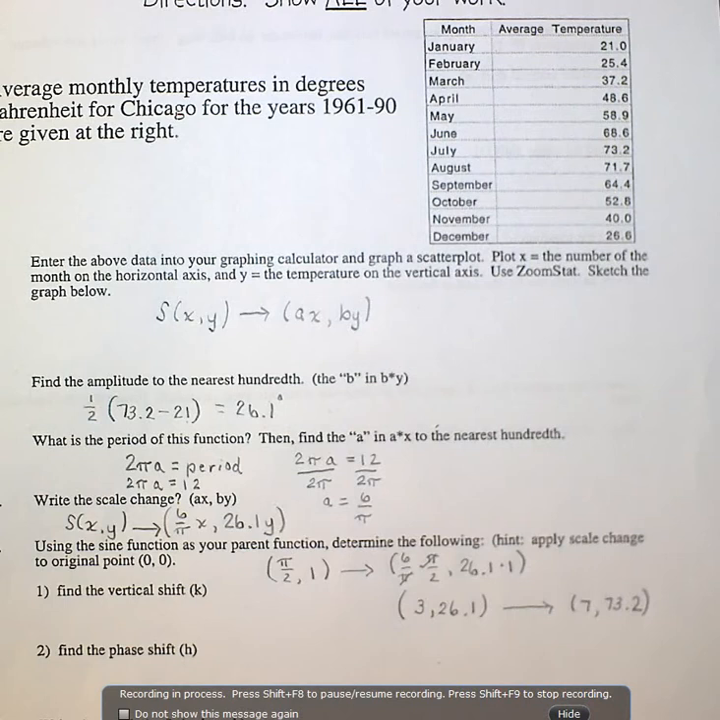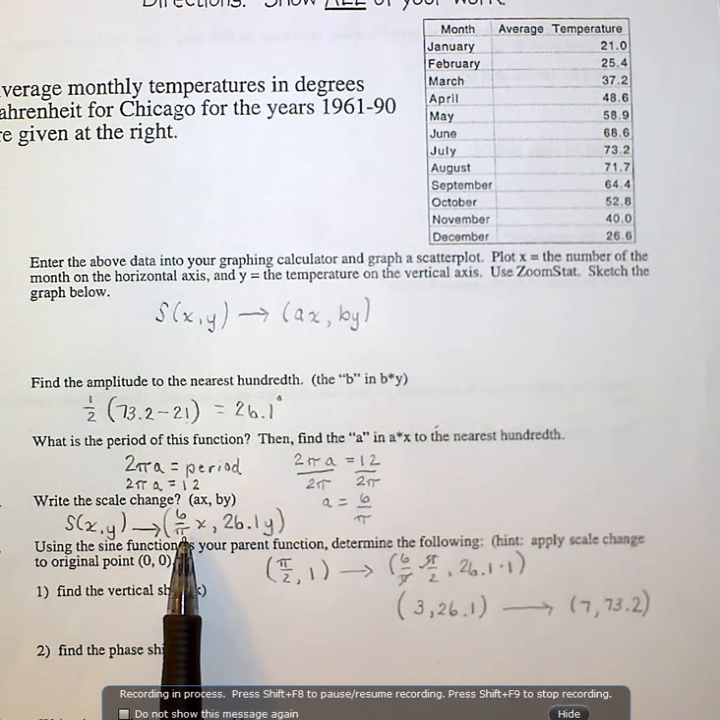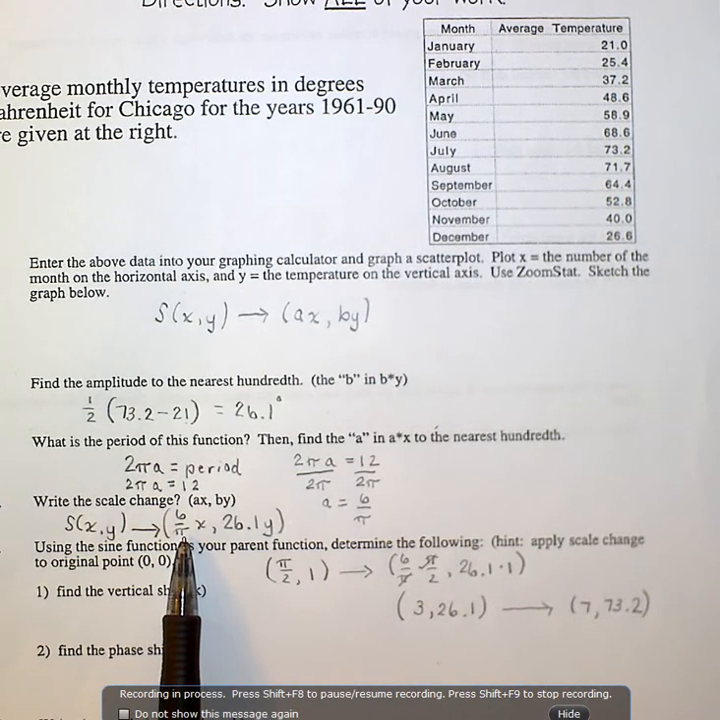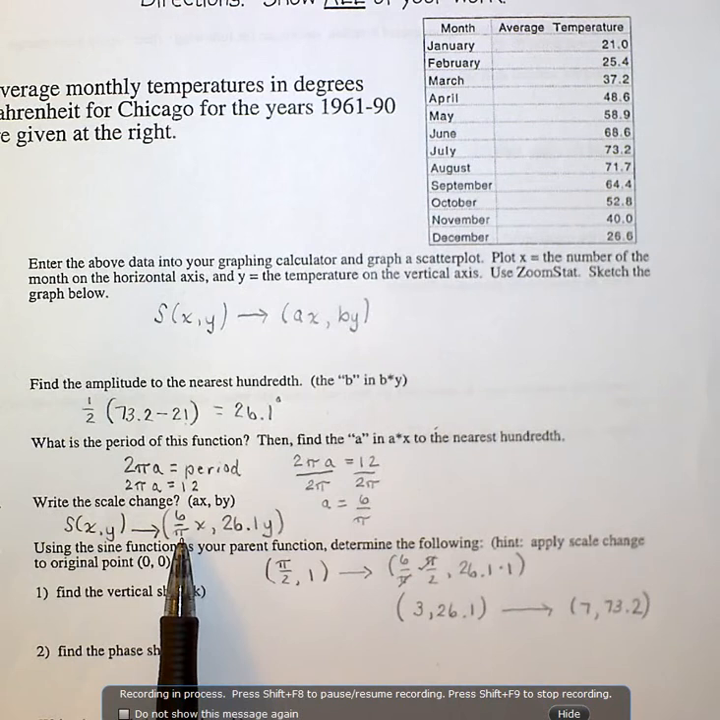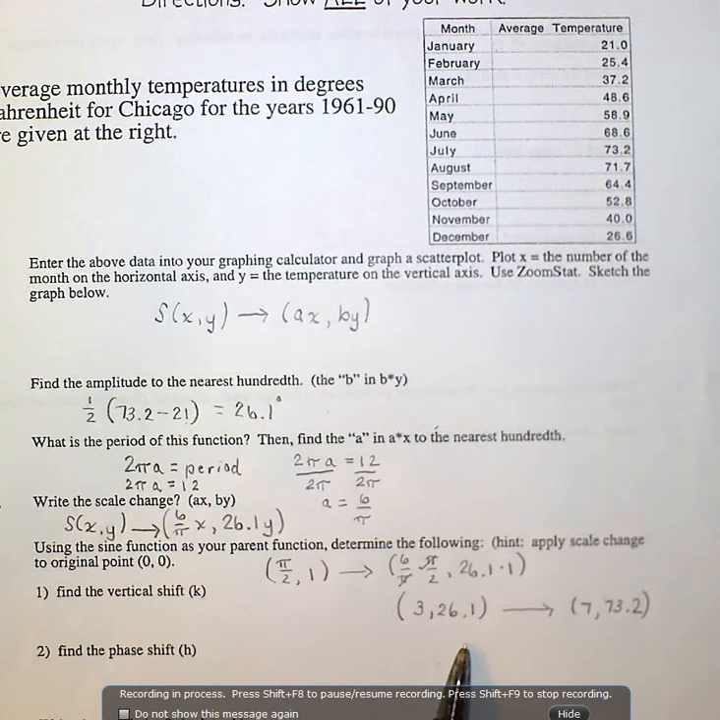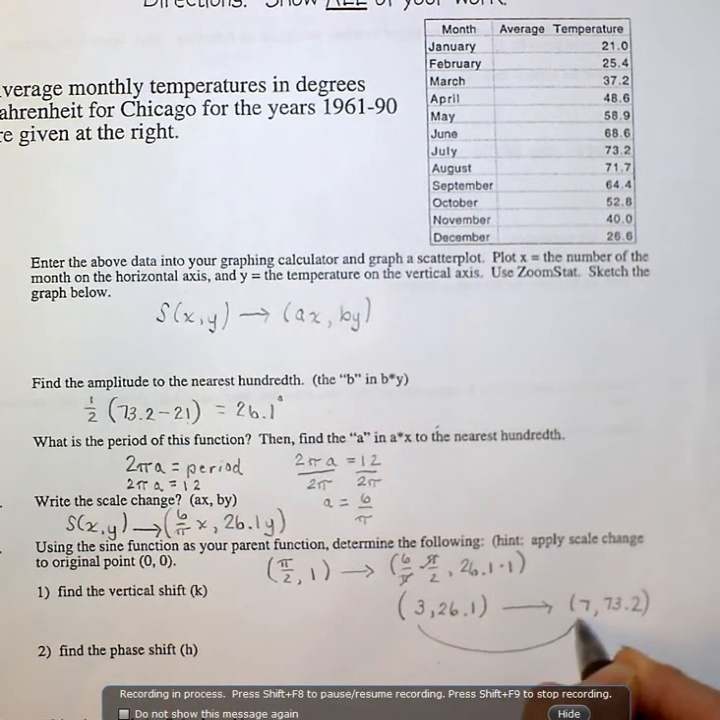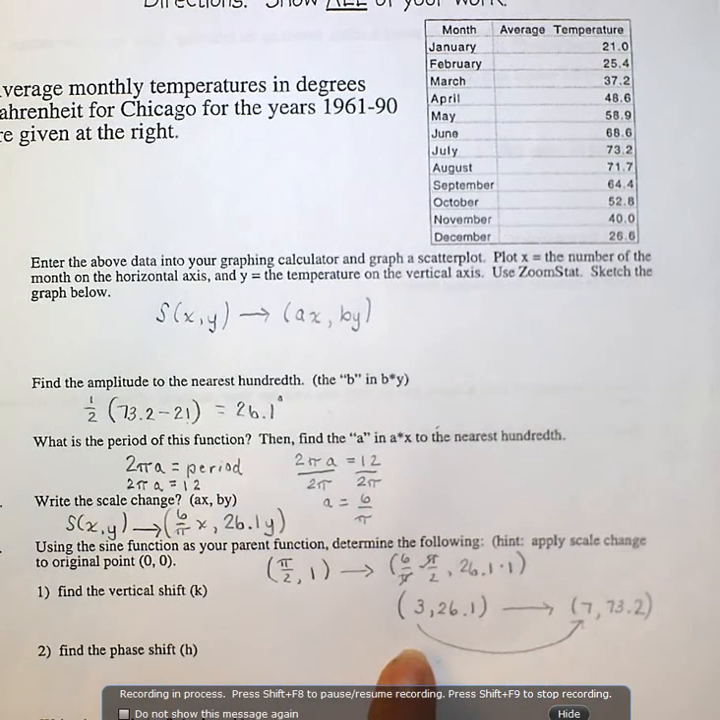Okay? I'm confused why we multiply pi over 2 and 1 by the coordinates. Because that was my scale change rule that I just came up with. Oh, you're trying to find. I'm applying my scale change rule to a point on the parent function. Gotcha. Got it? Okay, anything else before we move on? Okay, so after doing the scale change, we didn't land on the bump. Our bump in our data is actually at month 7 when the temperature is 73.2. So now the question is then, how much more do I need to move to get from 3 to 7?